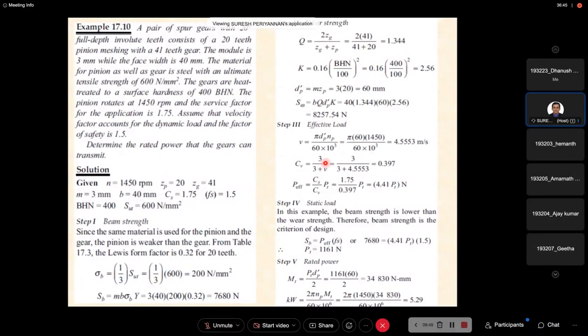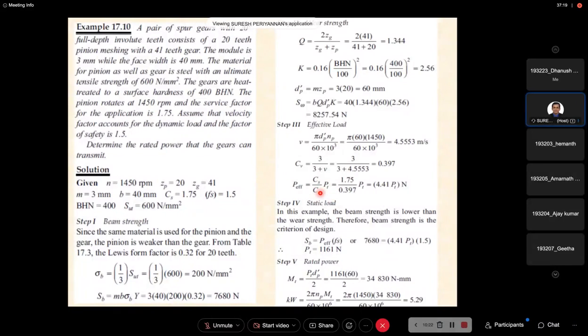Now come to the effective load. We have to find the effective load, and check whether it is greater than or less than the beam strength, or greater than or less than the wear strength. We have to ensure that. Hence, we would like to find the effective load, and for that we should know the velocity factor. Here the service factor is already given as 1.75.